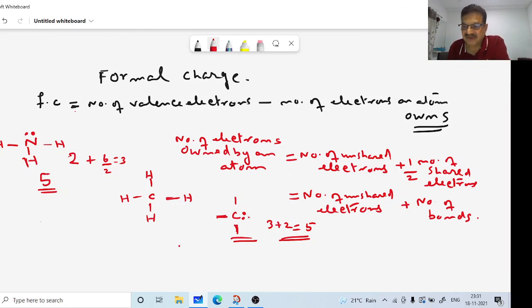Now the formal charge. The sum of the formal charges of all the individual atoms is equal to the net charge on the molecule. Now I can show you an example. How will you calculate the formal charge, the determination of formal charge? By an example, it will be very clear to you.